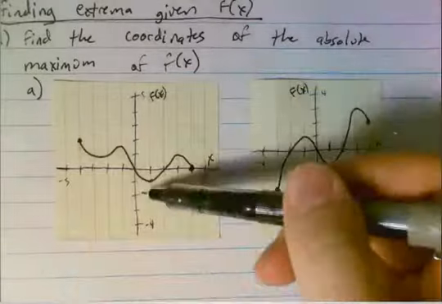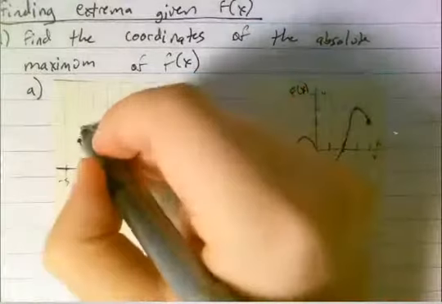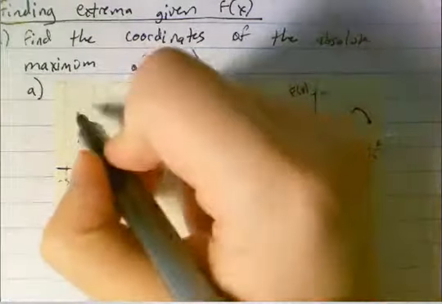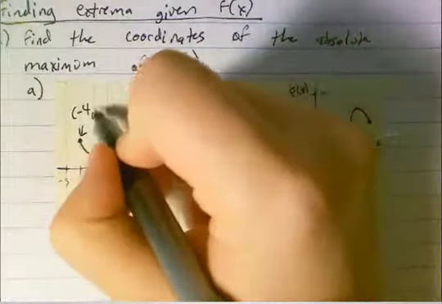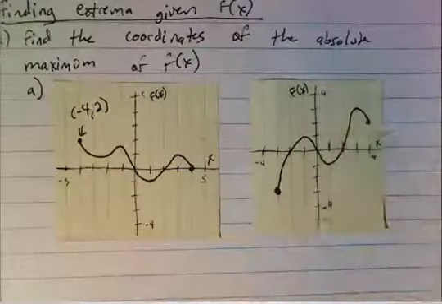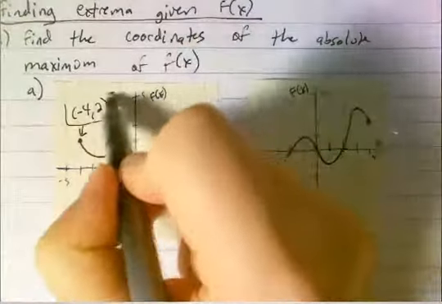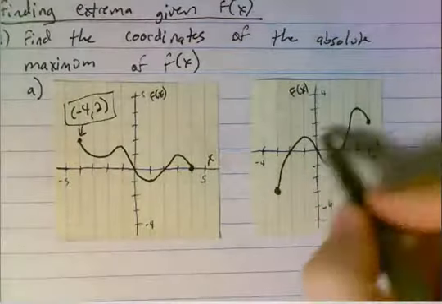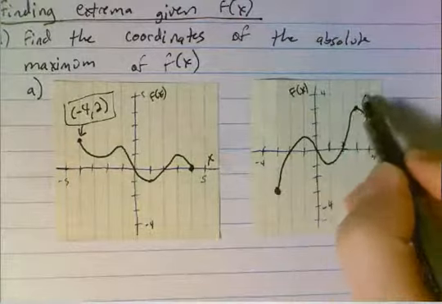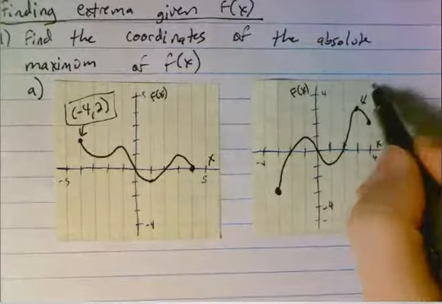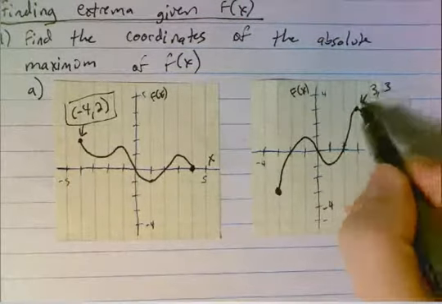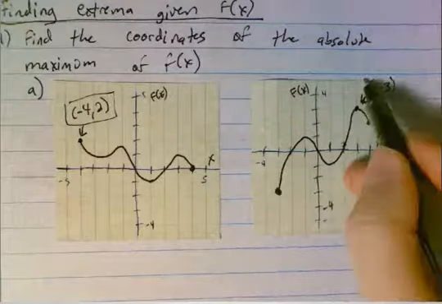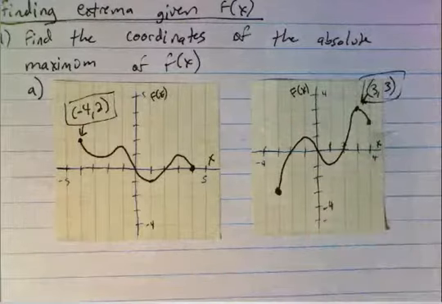So here, right here at this endpoint, we see the point -4, 2. That's our absolute maximum. Here we see the highest point here is also at a relative maximum. That's the point 3, 3. That's a little arrow. And there's our absolute maximum.